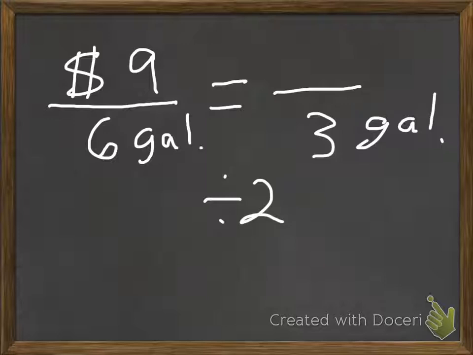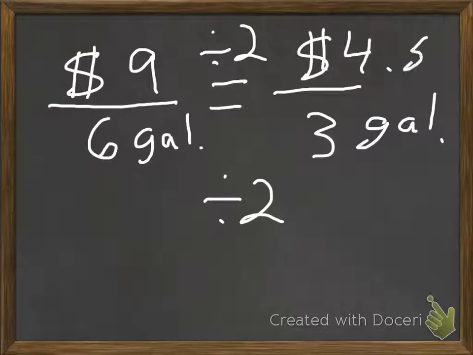So whatever you do to the denominator, you would have to do to the numerator. So I'd have to divide that by 2 as well. And 9 divided by 2 is 4.5, so it would be $4.50 for 3 gallons of gas.